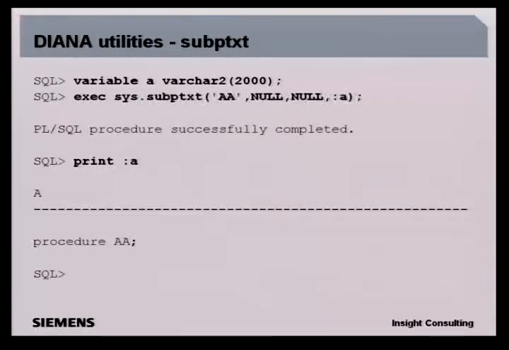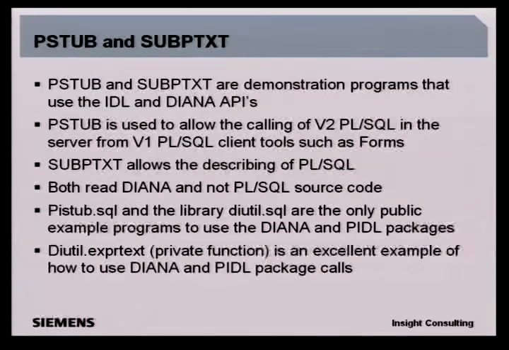There's also another procedure in the same package called subptxt, which is basically doing a describe. So it does a describe of the procedure, same as running the describe command. And again, that uses Diana to get its information. So they're not really demonstration programs, they had a proper purpose, which was to allow version 2 PLSQL to be executed on the server from a version 1 PLSQL virtual machine on the client, which is what it says there. So both read the Diana, not the PLSQL source code. I guess that's because it had to work with wrapped source code and unwrapped source code.